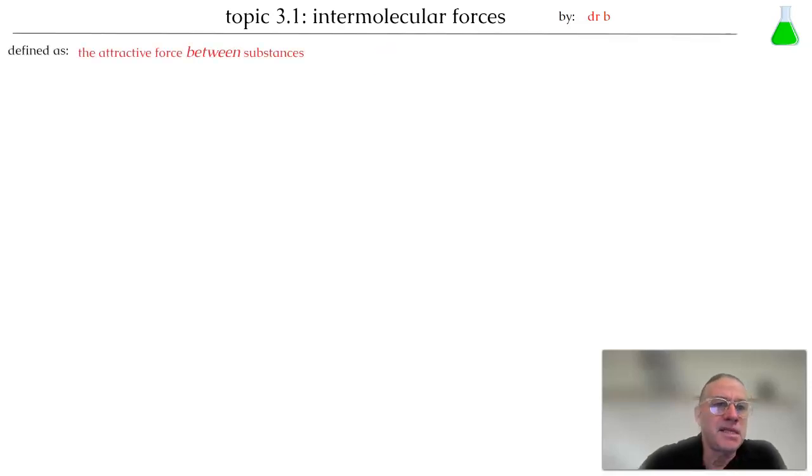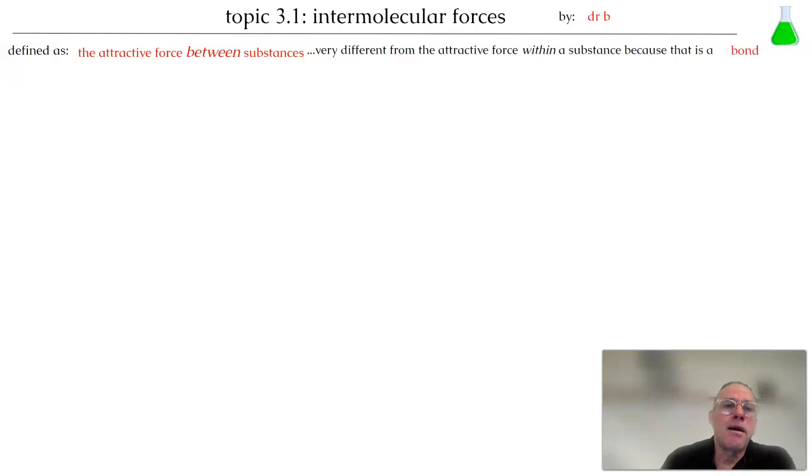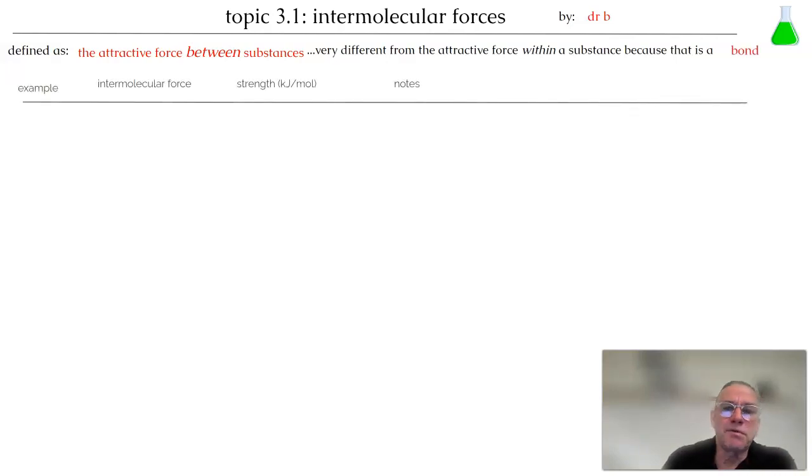We can define them as the attractive force between substances, as opposed to an intramolecular bond. Oftentimes these are shown with a solid line for a bond and a dotted line for an intermolecular force. So they're very different from the bonds themselves. Let's go through several examples. We'll start with the weak ones, and we'll work our way up to the strong ones.